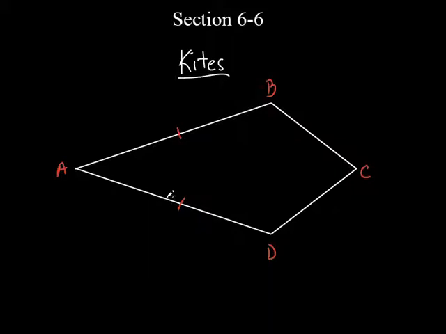So what do you think the other pair would be? It's pretty obvious. What? BC and DC, right? The other two sides, exactly right. Does that make sense? All right, so that's what a kite is. Two pairs of consecutive congruent sides. Not AB and BC, they're not equal, and AD and DC, they're not equal, but these two are equal, and these two right here are equal.